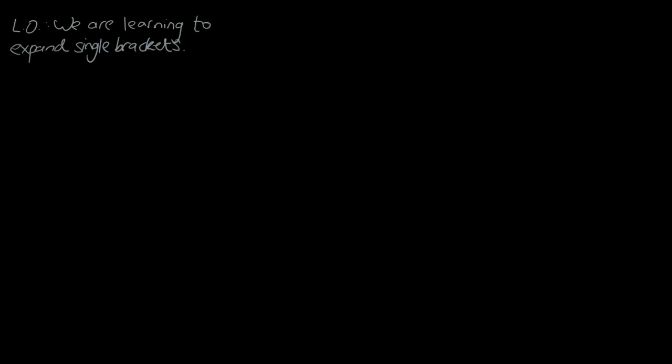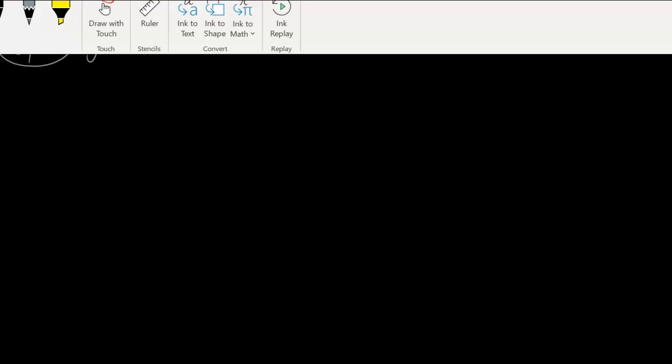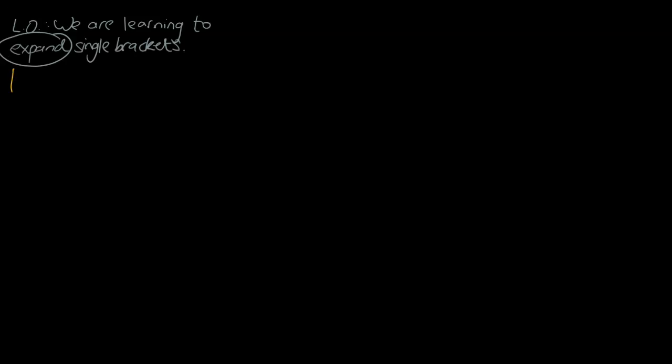Today's learning objective is in grey and we're learning to expand single brackets. To start off with, we want to do a quick example just regarding numbers, just to demonstrate how this operation actually works, and then we'll extend that to our algebra as well. As a starting point, the key word we're looking at is expand. We'll quickly change pen color as well.